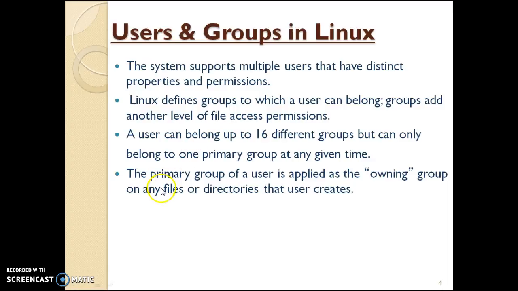A single user can belong to 16 different groups, but at a time he can belong to only one primary group for a particular access. The primary group of a user is considered to be the owning group on any file or directory that the user creates. So whenever a user creates a file, the file will belong to the group that is the user's primary group.